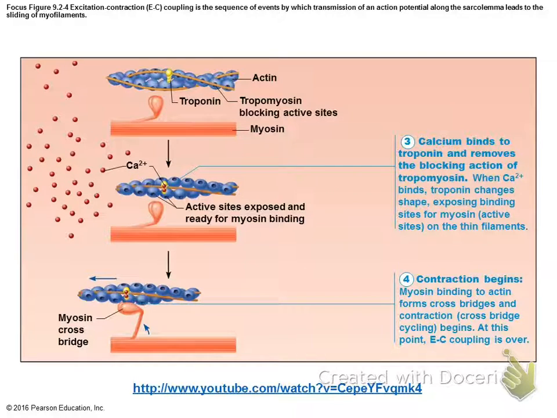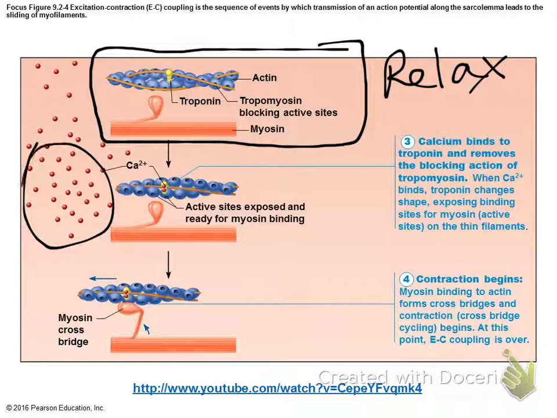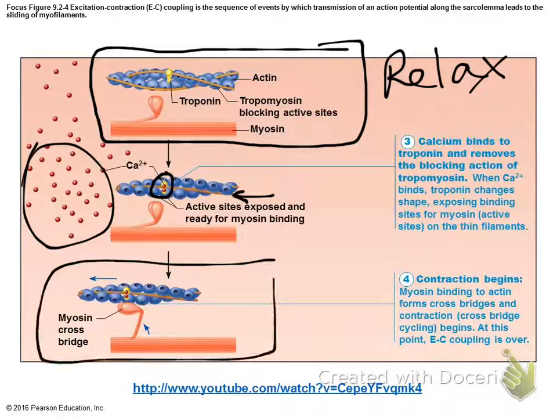Oh, and I added this figure because I like the fact that it shows us the sarcomere when calcium levels are low and it's relaxed. And then it shows us the calcium levels rising, calcium binding to troponin, pulling tropomyosin out of the way. And then it even shows us the final step where that cross bridge forms and now the myosin head can attach to and pull on actin.